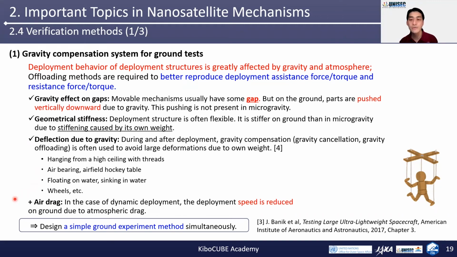Together with gravity offloading, please consider the effect of air drag. In the case of dynamic deployment, the deployment speed is reduced on the ground due to atmospheric drag. So the important message here is the following. For you to design a good mechanism, you need to design a simple ground experiment method simultaneously.